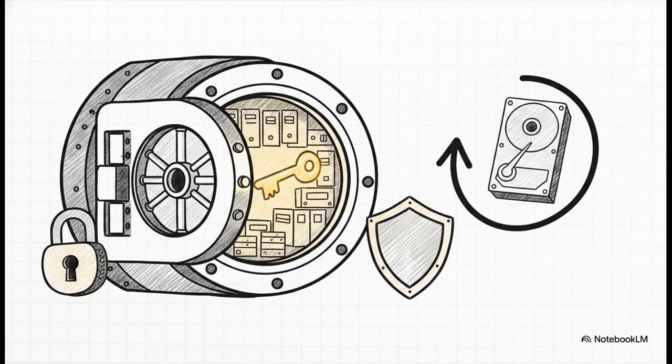And right behind that front door sits etcd. If the API server is the door, etcd is the vault. It's a highly available distributed key-value database, acting as the definitive system of record for your cluster's desired and current state. I really cannot stress this enough. If you lose your etcd data, you lose your entire cluster.